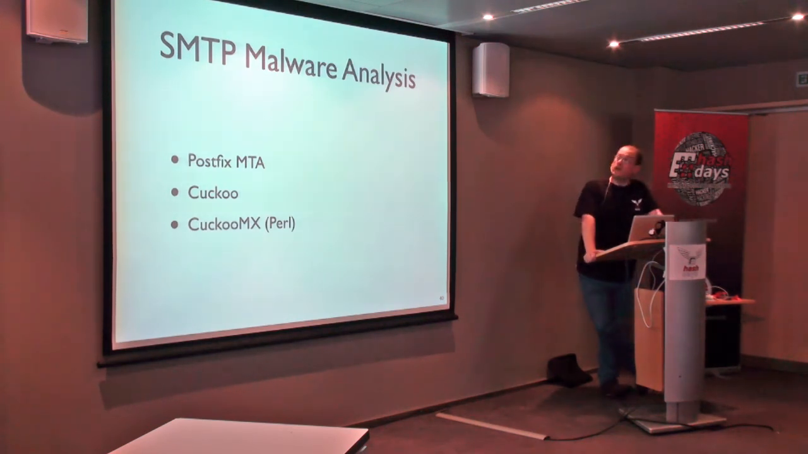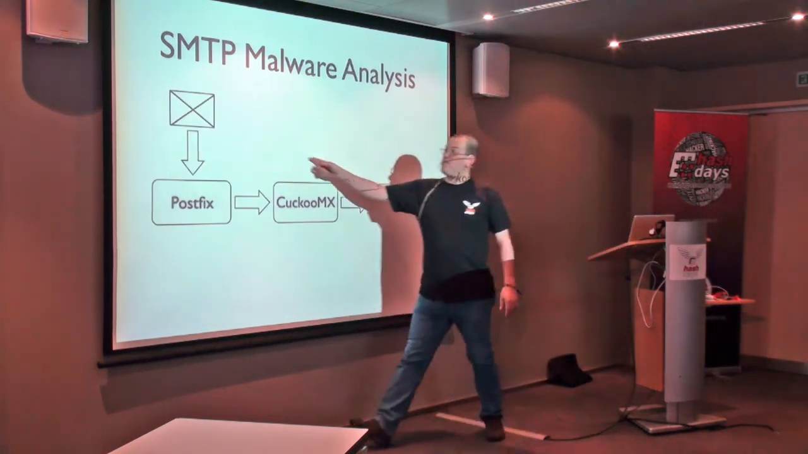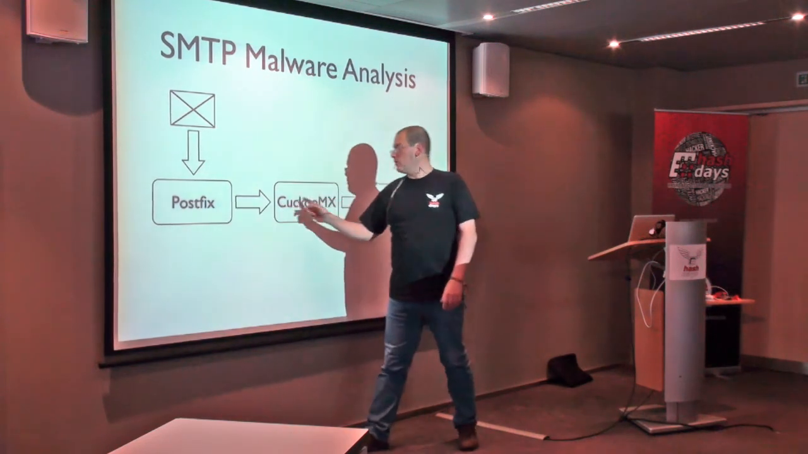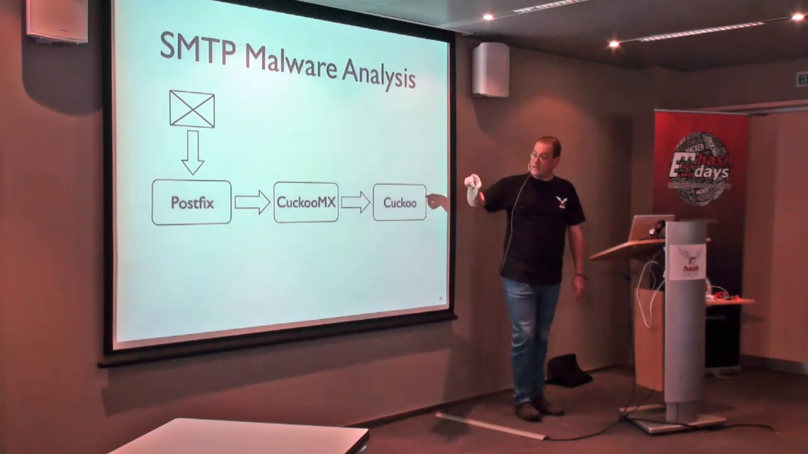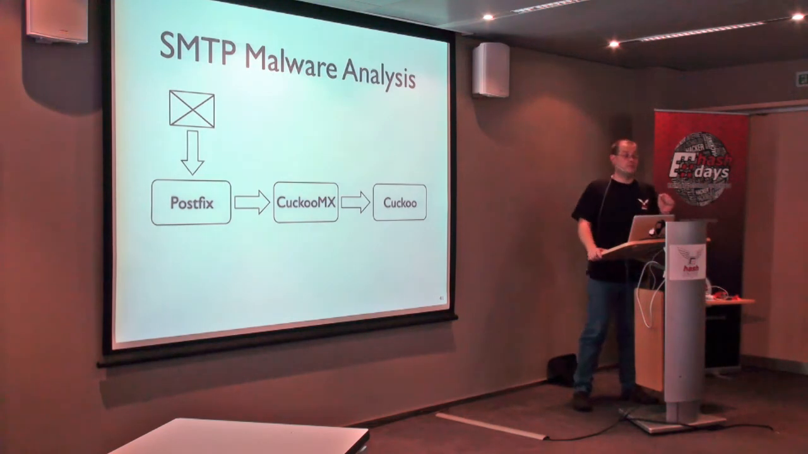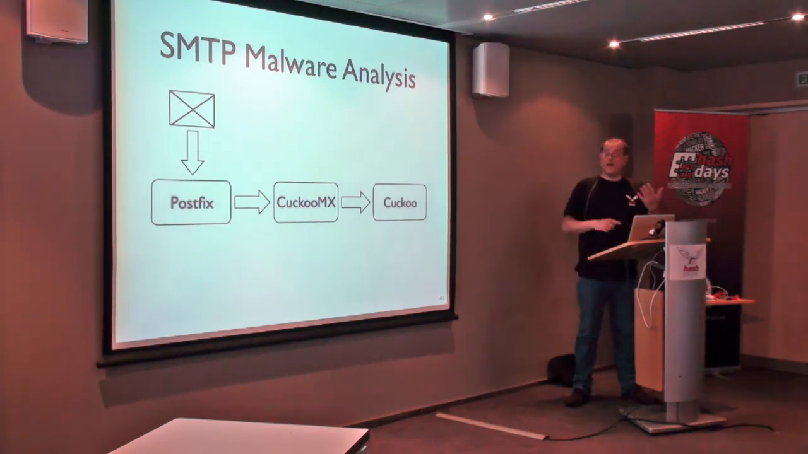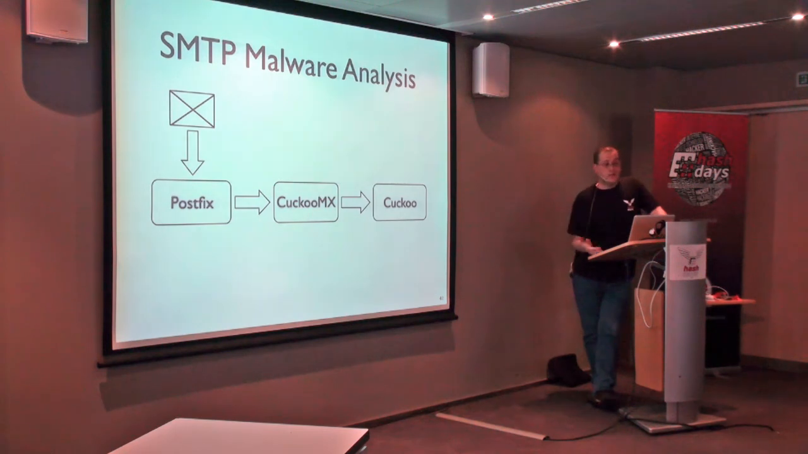Another example, SMTP malware analysis. It's another project I'm working on, based on Postfix, the well-known MTA, Cuckoo, which is an open source malware analysis system, and CuckooMX, which is my Perl script. How it works: all the SMTP feeds are received by Postfix. Postfix triggers a script which sends all the data to CuckooMX. CuckooMX extracts all the MIME types, so all the interesting PDF files, URLs, .exe files, .zip files, and sends them to Cuckoo for real-time analysis. Using this system, for all emails coming to my domains, if there are specific types of files, I will scan them, and once again, I will be able to take action if something suspicious is detected.